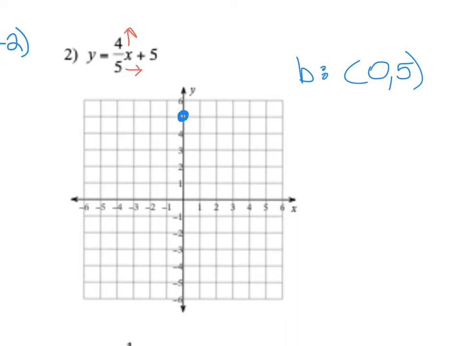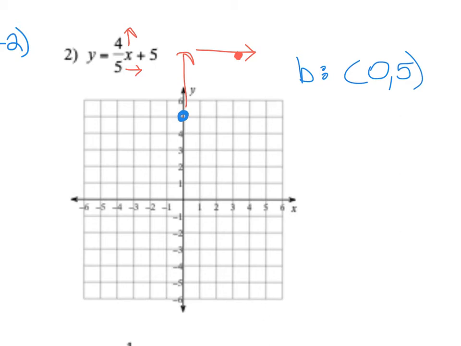Now, you might say, well, there's a problem. And there is. Because if we try to go up 4 and right 5 from where we began, we're going to go off of our graph that we have. And that doesn't mean that there's not a point here. It's just that it's not going to do us much good to graph a point off of our graph because it's just not going to be probably in the right exact spot.